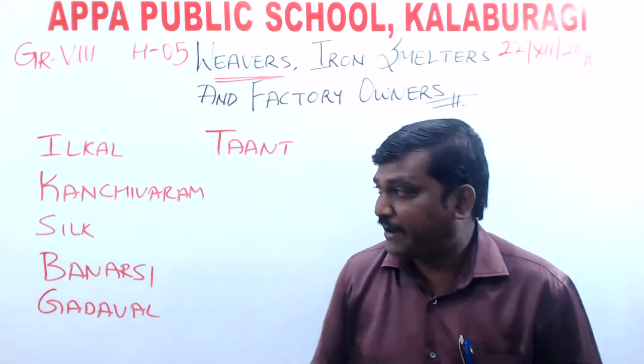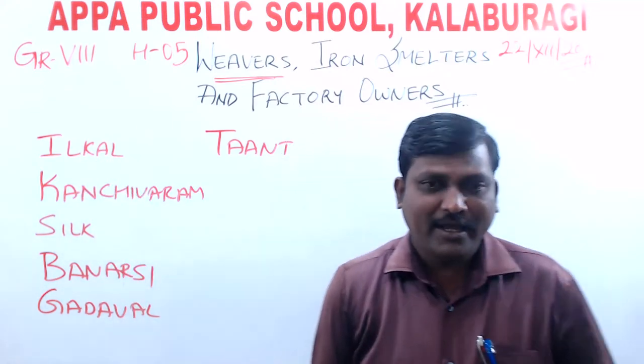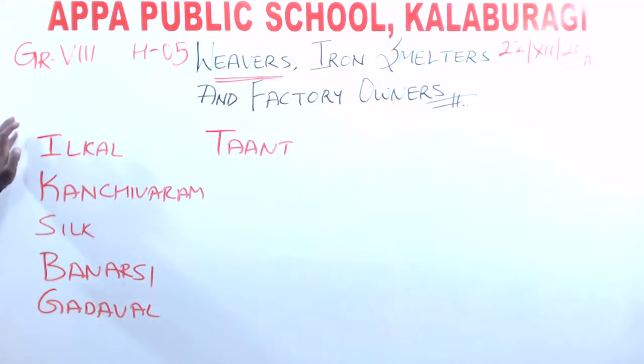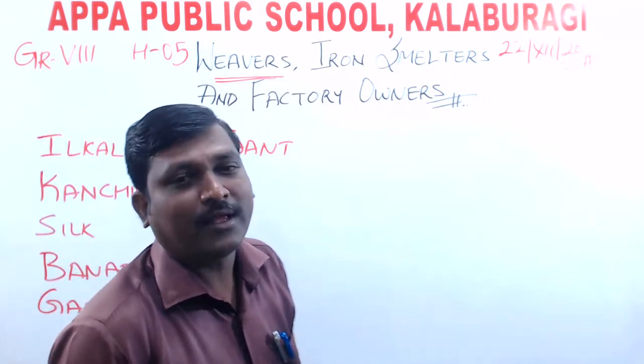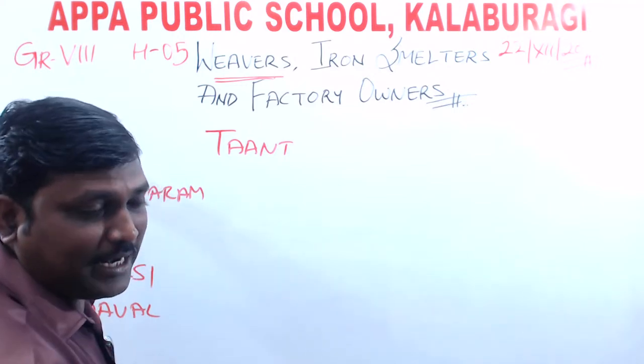For example, if I take the first name, Ilkal, it's a sari, right? Ilkal sari, it's a very famous sari in Karnataka, and also throughout India and sometimes the world, right? Why is this sari named Ilkal? Because it is made in a place, right? It has originated from a place called Ilkal.